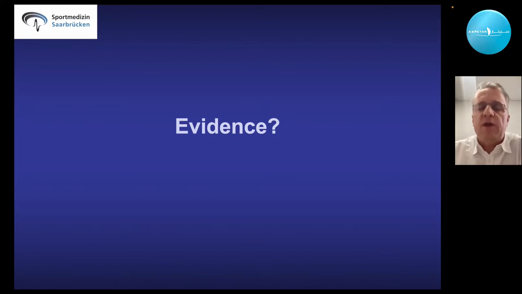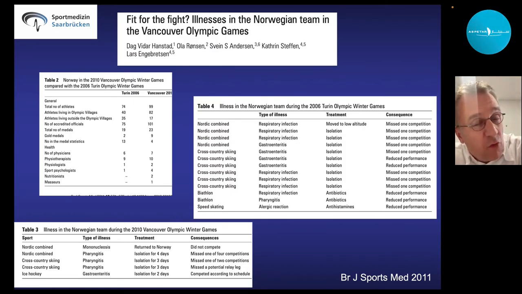There is one relatively famous study, maybe methodologically less than perfect, but still well published and well referenced. That is about the Norwegian team that took part in the Winter Olympics 2006 in Turin and 2010 in Vancouver. And this has been published already in 2011 in the British Journal of Sports Medicine. You can see at first sight on the lower left the number of infectious diseases occurring in 2010, whereas the number in the other table on the right-hand side of the slide is much higher. Of course, this is not a prospectively planned protocol, but at least in terms of numbers, it's a reduction.